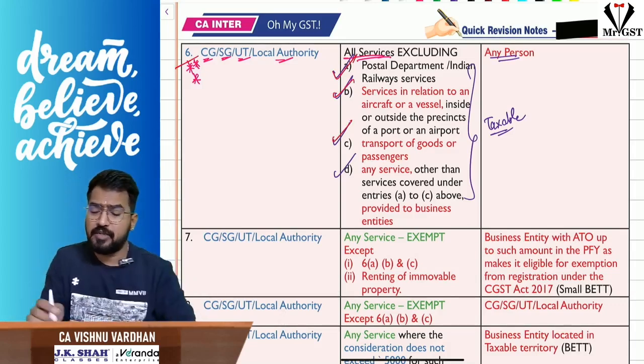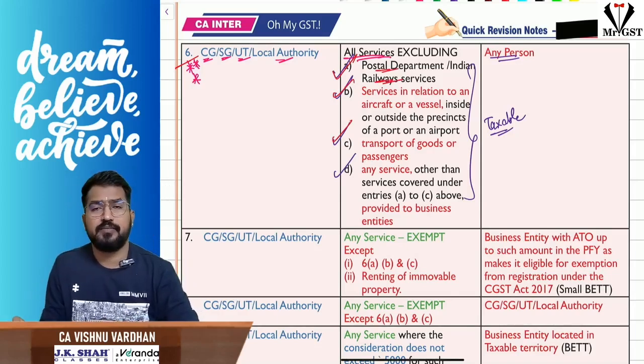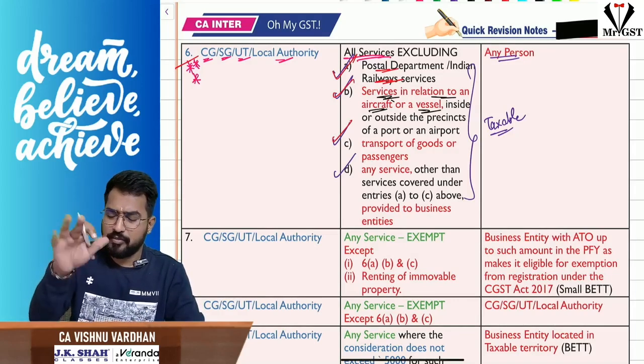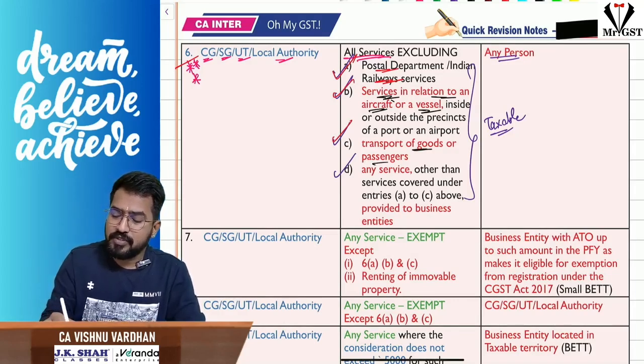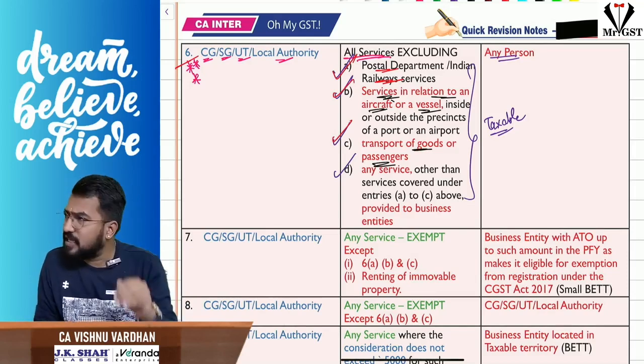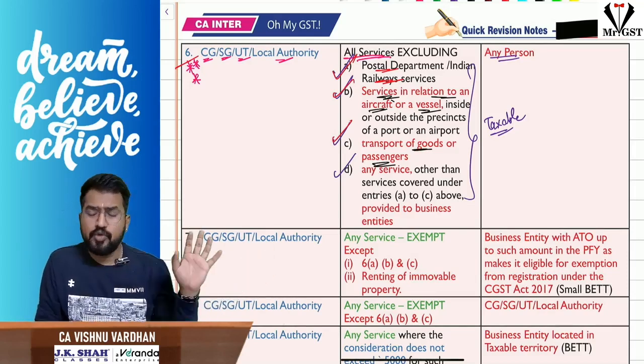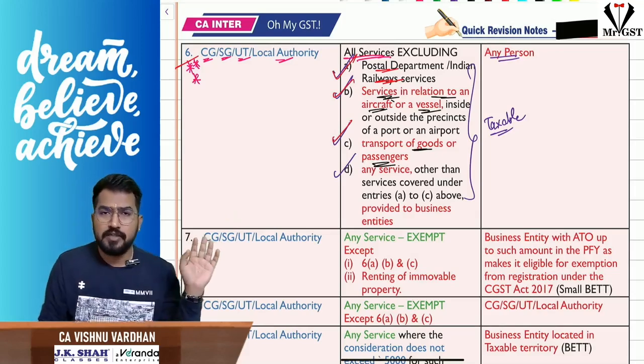Sir, A is Postal Department service and Railway Department service, Indian Railways. Next, B is service in relation to aircraft or a vessel, whether inside or outside the port or airport, that's a different story. Transportation of goods and passengers. Relaxation is not here. Relaxation might be given in some different entry, don't worry. So as of now here it is taxable.